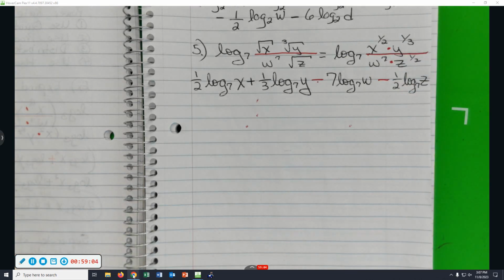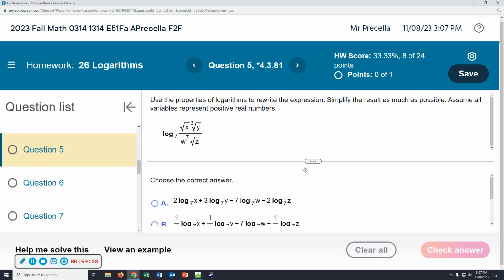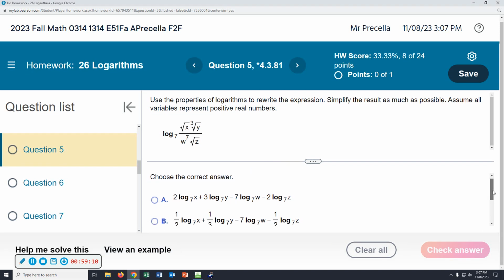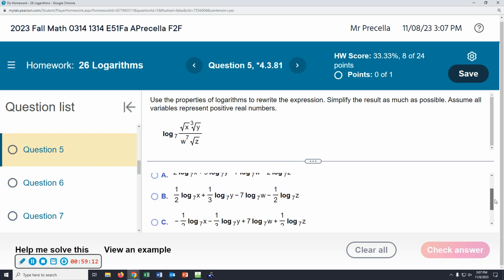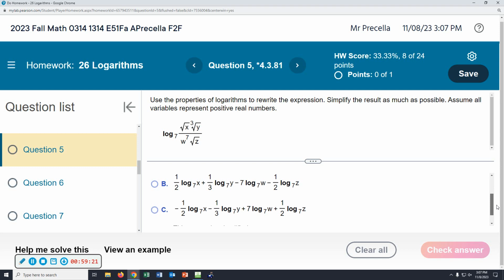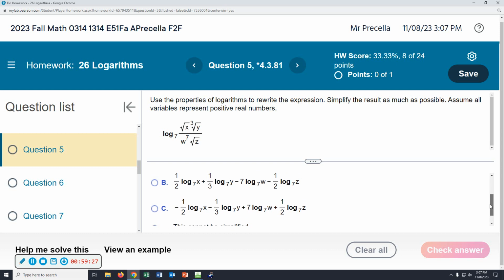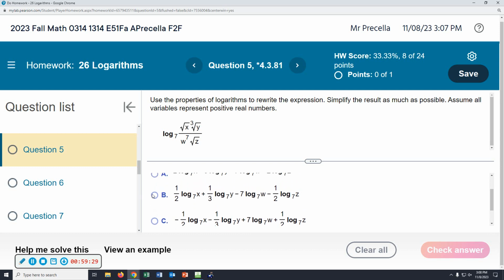Okay, so let's look at the answer choices. Clearly not A. What about B? B is looking pretty good. What do y'all think? Is it B? Oh, wait. D. Let's see what D is. No. So which one is it? It is B?